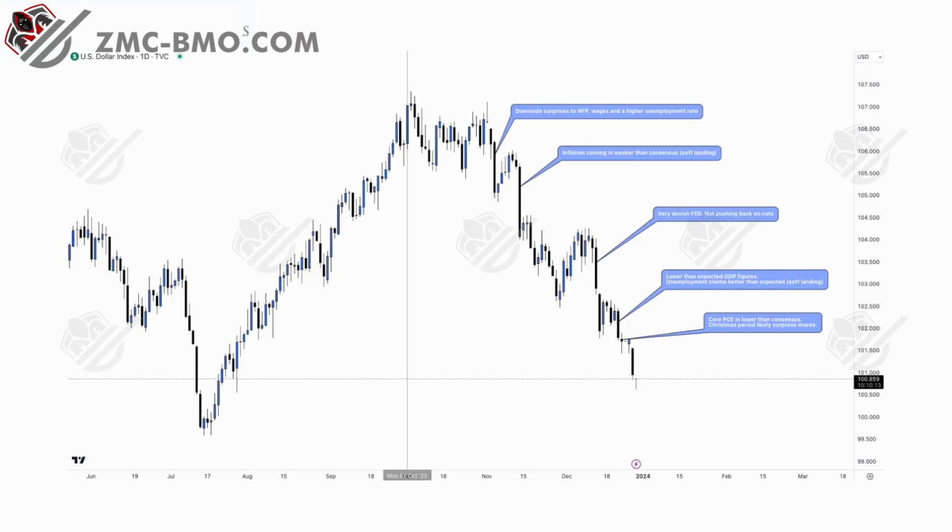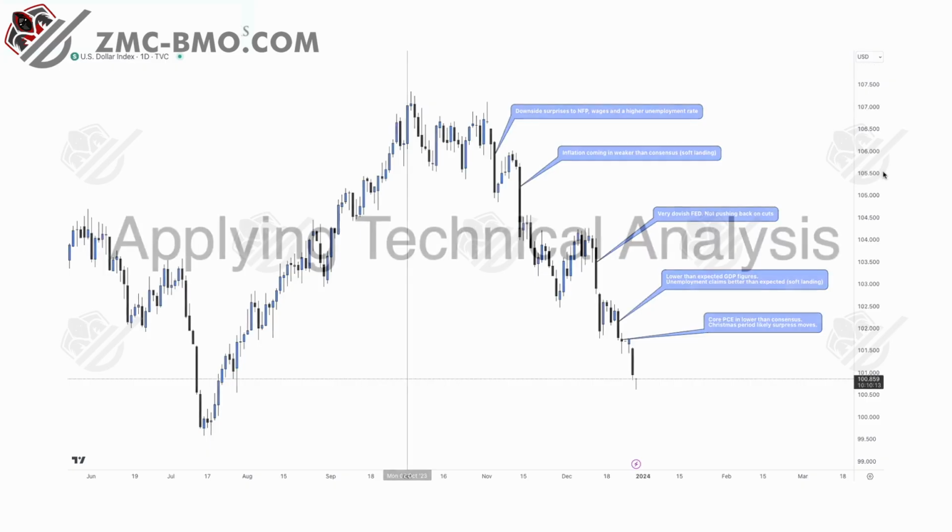So the soft landing scenario for the US is, okay, let's look at data that will support the soft landing scenario. So fairly decent labor market data, inflationary data pointing lower. Cool, that's all good news for a weaker dollar. Pullback, sell, pullback, sell, pullback, sell. That's all you're doing. So now, in terms of applying technical analysis, this is how we do it.